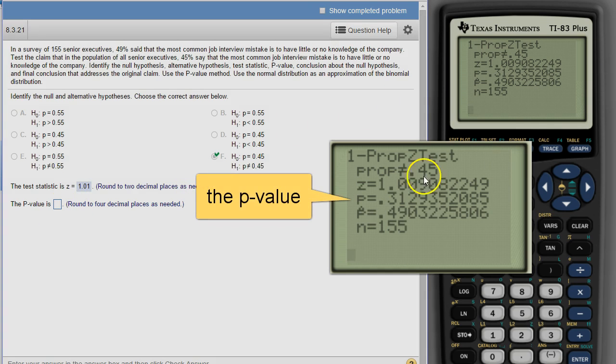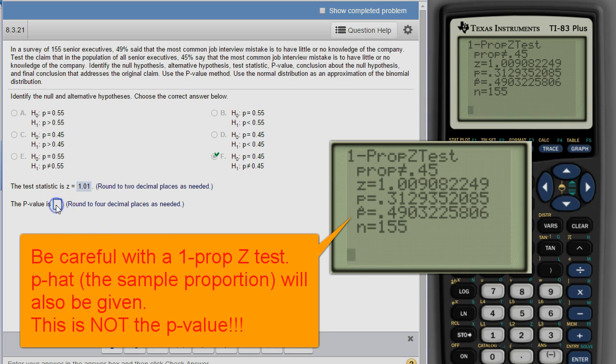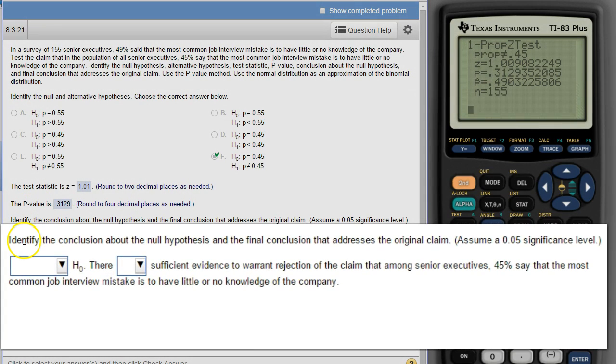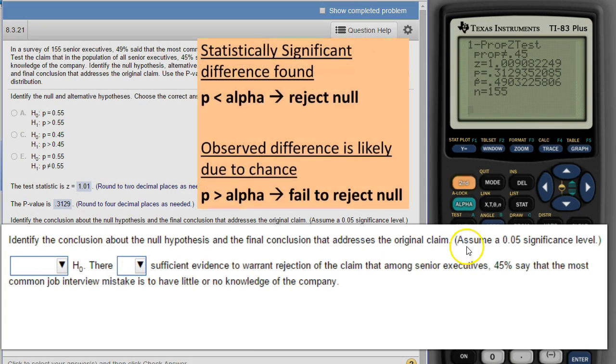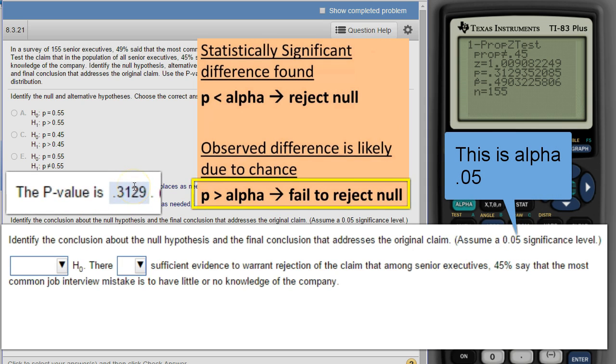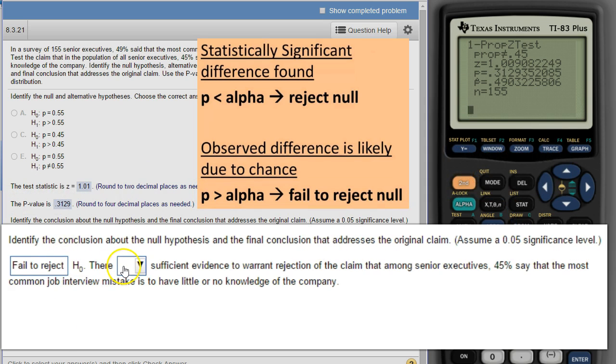And then the p-value is the next thing. So the p-value, to 4 places, is typically 0.3129. Then the conclusion. If we use a 0.05 significance level, the p-value is greater than the significance level, so that means we're not going to reject. So we fail to reject because there is not sufficient evidence.